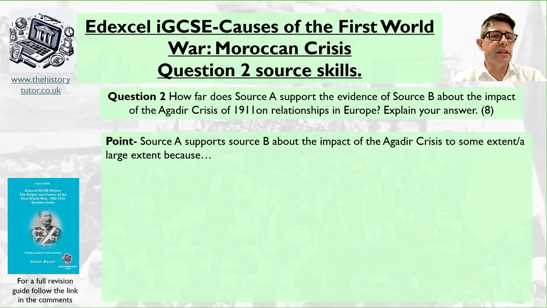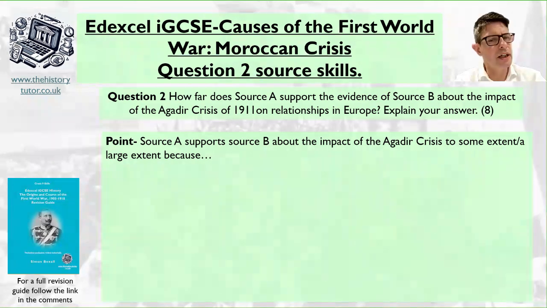Now, we've already started to highlight that there is some similarities about the aggression of the Germans and how this aggression is leading to more tension. So let's make that point there. So source A supports source B about the impact of the Agadir crisis to some extent or to a large extent because, and we've clearly seen in both sources that the Kaiser is quite aggressive and this could lead to tension. So maybe you could set this out in your argument. Pause me now and you give your opening sentence in your revision guide.